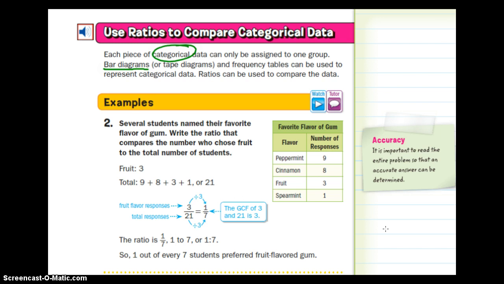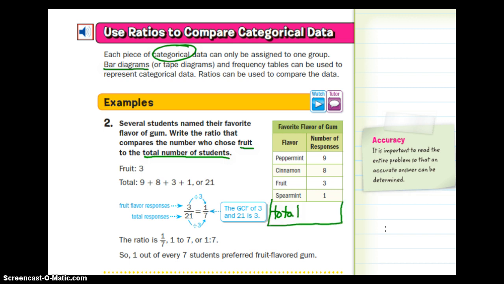So it says to write a ratio comparing the number who choose fruit to the number of total students. So in this case, I need to add another row and call it total.